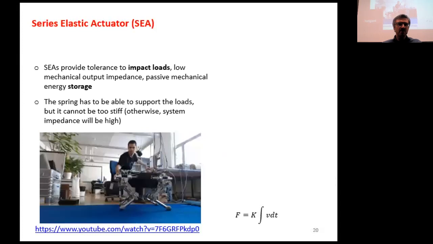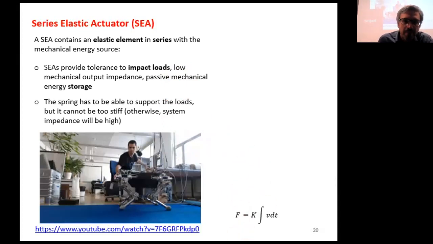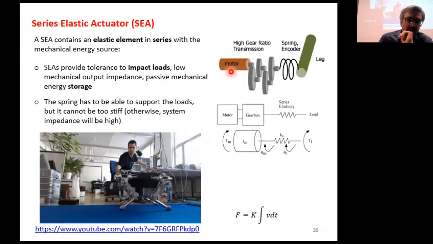Then we have series elastic actuators. Sorry, there's a mismatch in the animation. Series elastic actuators contain an elastic element, like a spring, that is in series with the actuator itself, that most of the time is an electrical motor. So here we have the electrical motor, we might have some gearbox, some transmission, and then we have a spring, and after the spring we have the load.